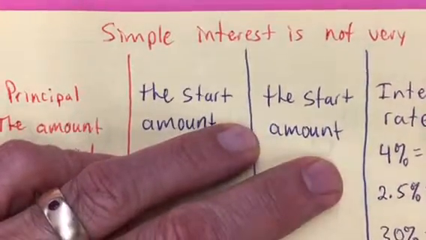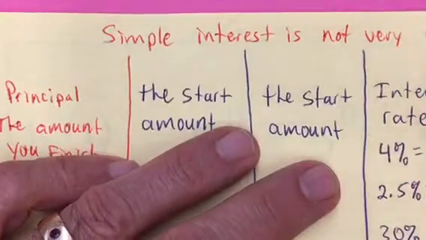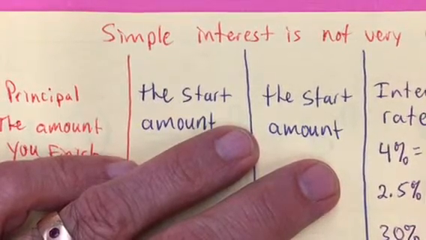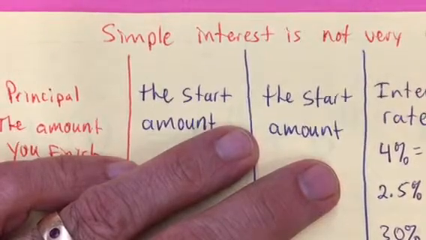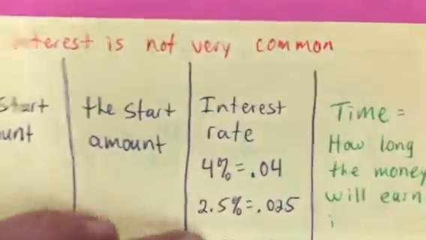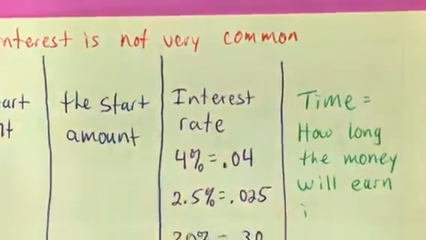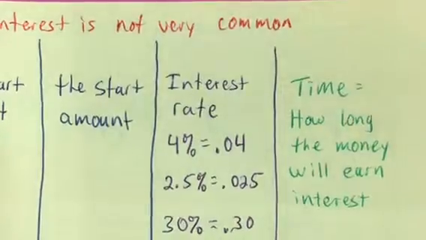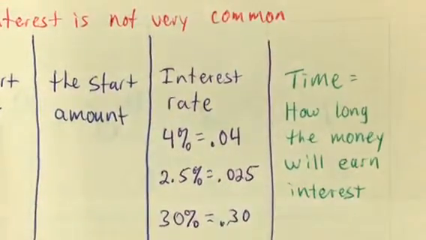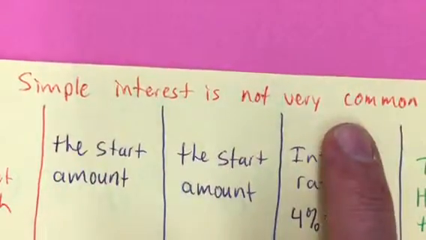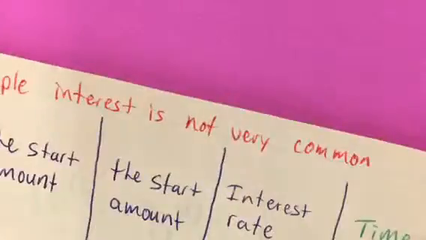And the last thing you're going to need to keep track of is the time. How long the money will earn interest. Oh, sorry, got to slide it over. There we go. You can see it all. So that's your simple interest. And like I said, it's not very common. So what we're going to do is go to the more common one.